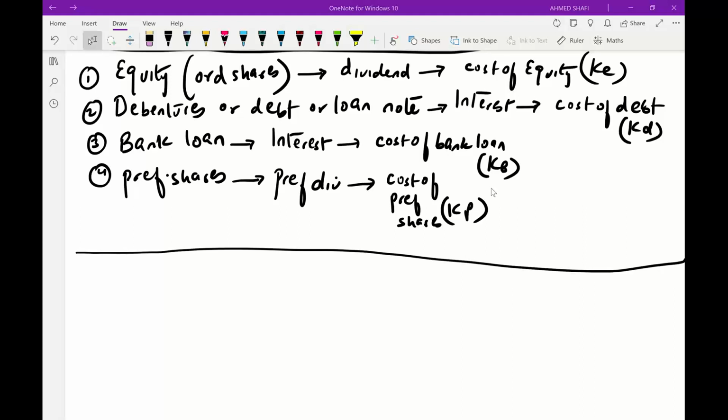Salman, because we calculate this after we have paid dividend. That's why.